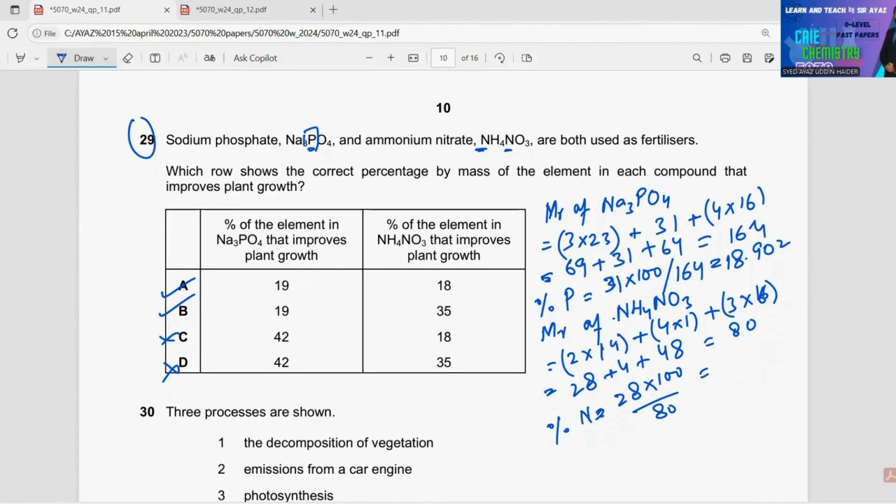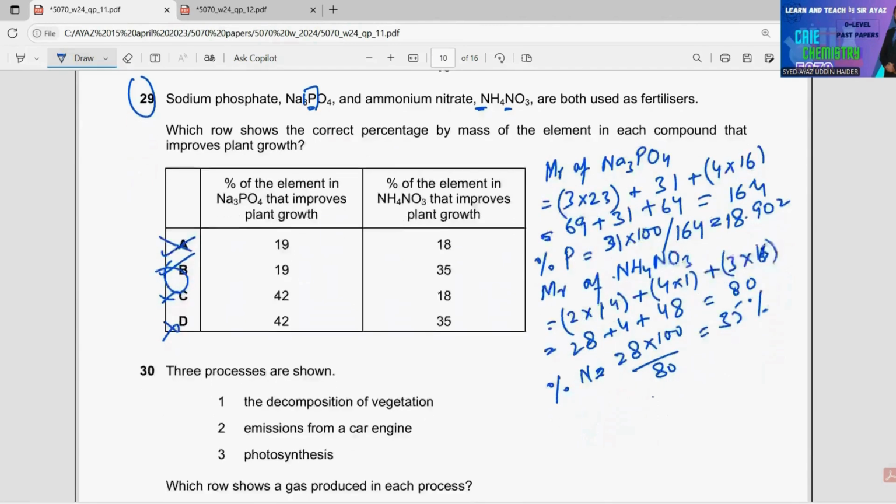800 divided by 80 is 35. So 35 is the percentage for nitrogen in this case. So B must be the right answer in this case. Moving to next question, which is 30.